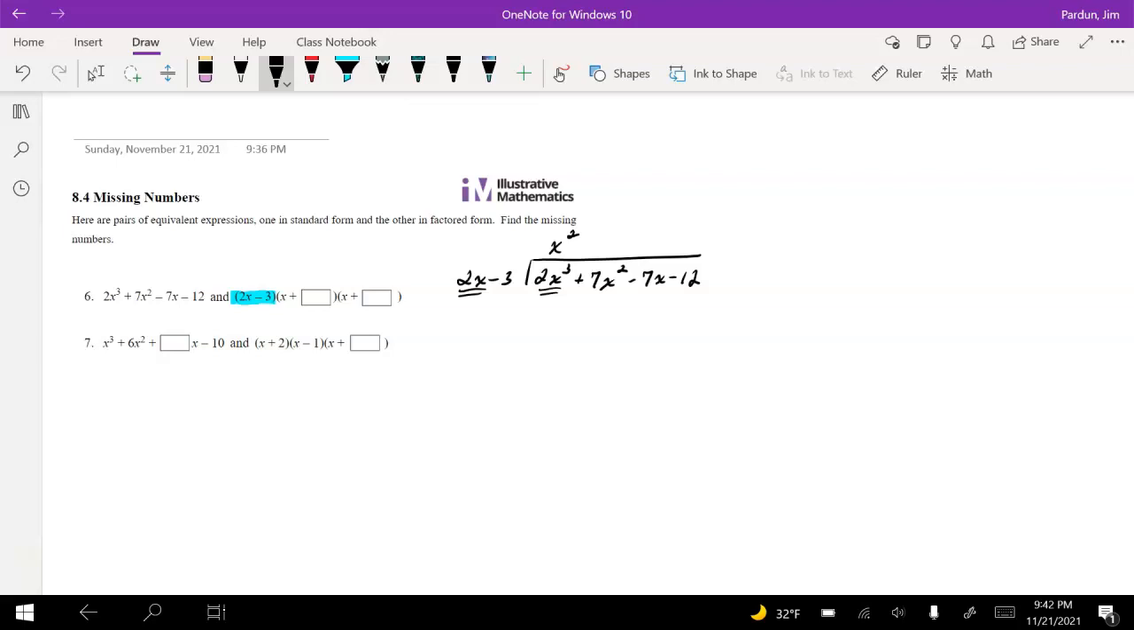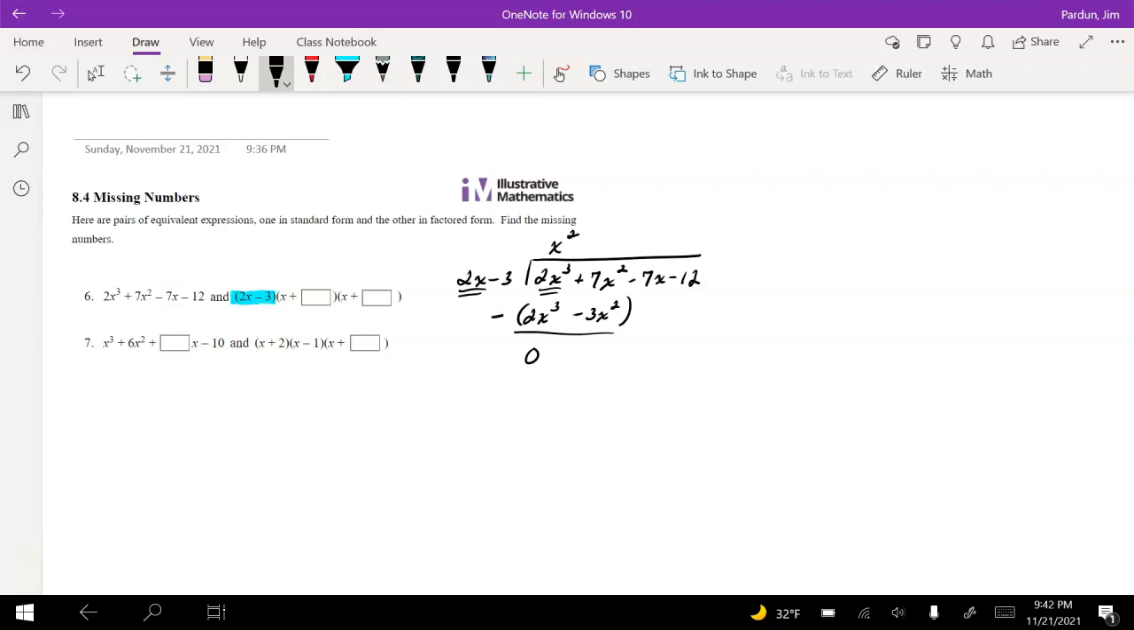So now I multiply x squared times 2x, so that's 2x cubed. Then I multiply x squared times negative 3, which is negative 3x squared, and now I subtract. So 2x cubed minus 2x cubed is 0, which I think most of you figured out now, that first term should always be a 0. Then you know you're on the right track.